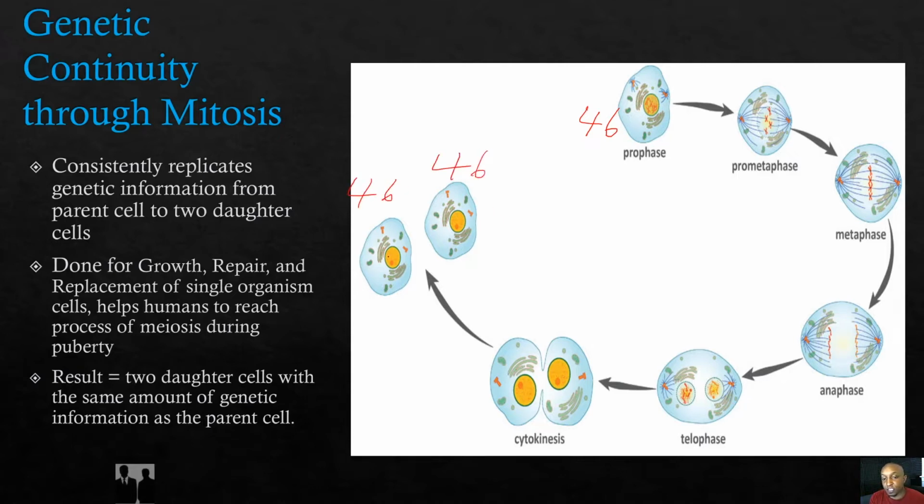If you take a look at these two daughter cells, notice they look genetically identical to this parent cell. So that's how genetic continuity occurs through the process of mitosis. So we're passing that DNA down from the parent cell to two daughter cells, and this process continues on and on to extend our genetic continuity.